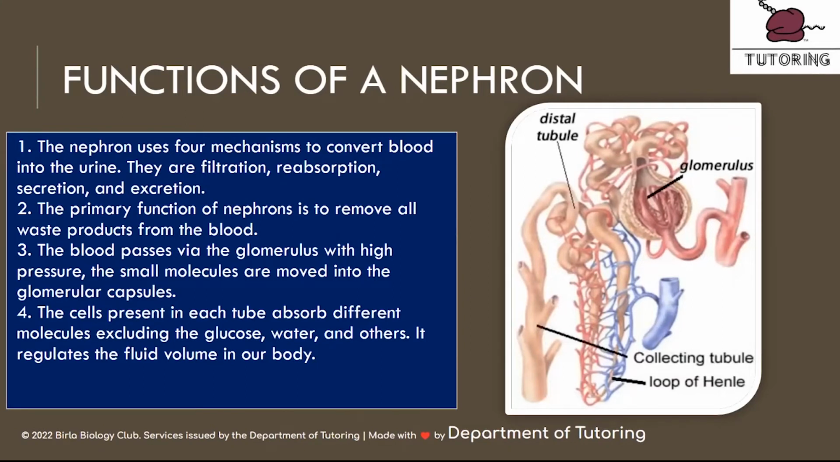First, the nephron uses four mechanisms to convert blood into urine. They are filtration, reabsorption, secretion, as well as excretion. The primary function of nephrons is to remove all waste products from the blood. The blood passes via the glomerulus with high pressure, and as a result, the small molecules are moved into the glomerular capsules. The cells present in each tube absorb different molecules, including glucose, water, and others. It regulates the fluid volume in our body.